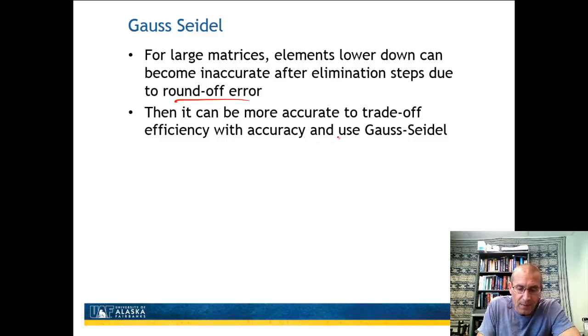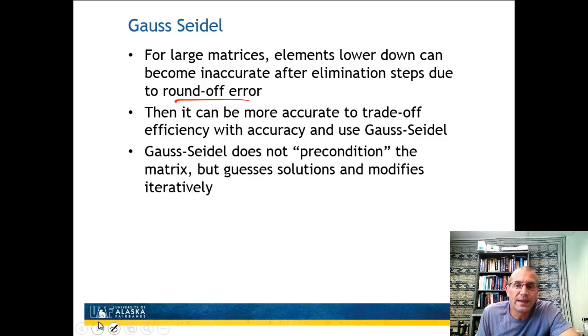And so, as I say here, it can become better to trade off efficiency for accuracy by using Gauss-Seidel. What Gauss-Seidel does is, effectively, we don't precondition the matrix, meaning we don't do this elimination step at all to end up with these nice LU decomposition type matrices. Instead, we start with A right away and guess a solution for X. Then we iterate through, and we keep modifying our value of X, but we never change A. So we don't have to worry about any modifications due to round off error.